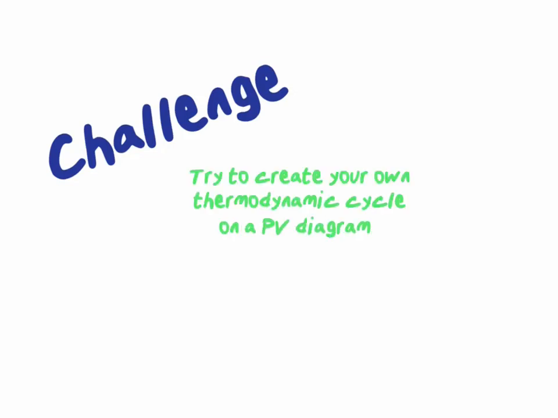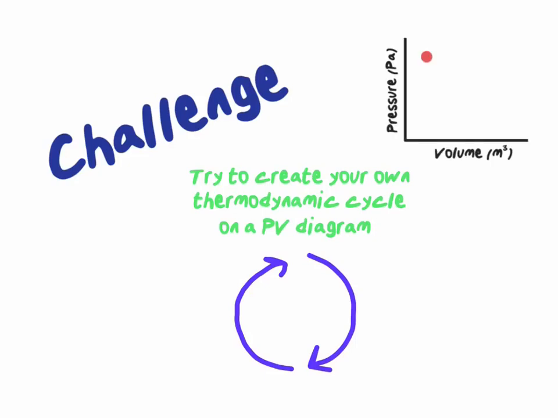So as always, I leave you with a challenge. I want you to try to come up with a cycle on a PV diagram. Now, a cycle means that I'm returning to some point over and over again as I cycle through the many different processes. So we're going to start with a point on a PV diagram, and I need to figure out what combination of processes can I have and what direction for each process to return to that state.